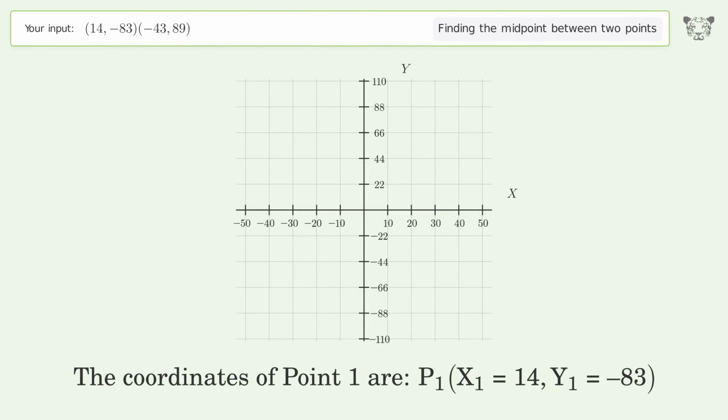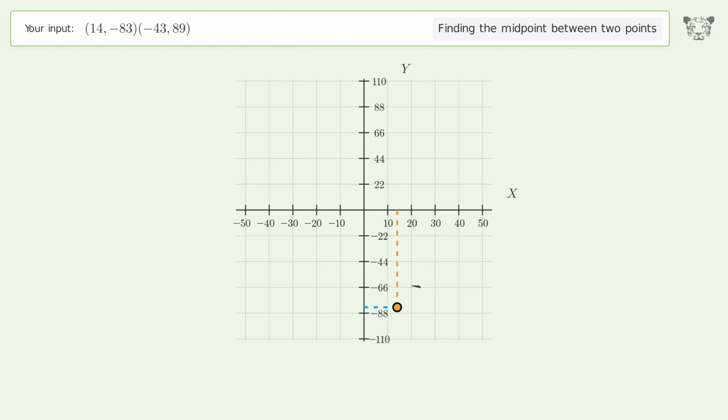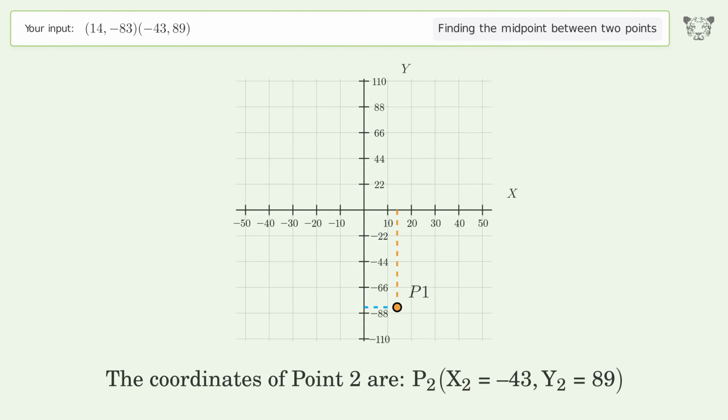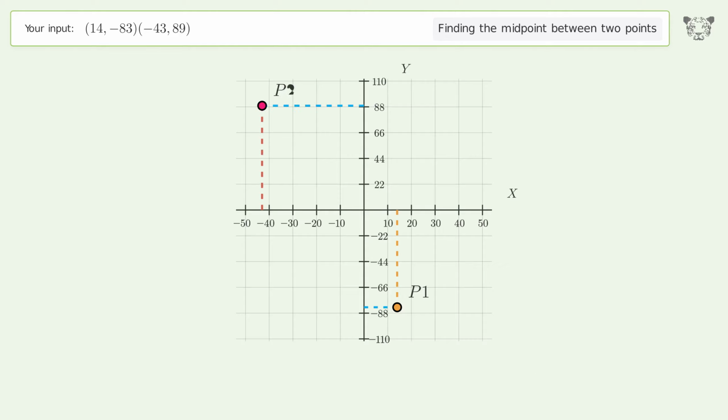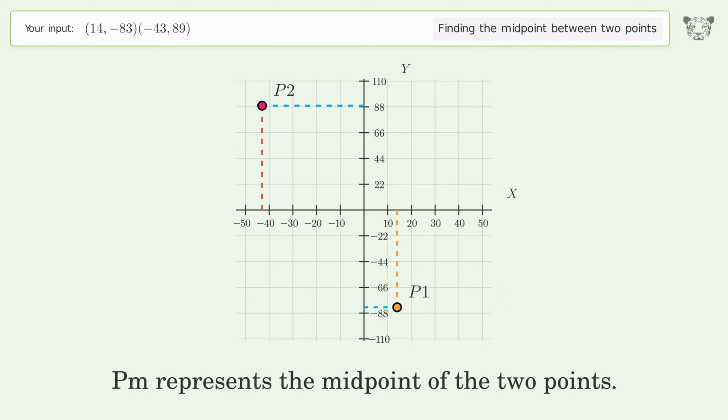The coordinates of point 1 are x1 equals 14, y1 equals -83. The coordinates of point 2 are x2 equals -43, y2 equals 89. PM represents the midpoint of the 2 points.